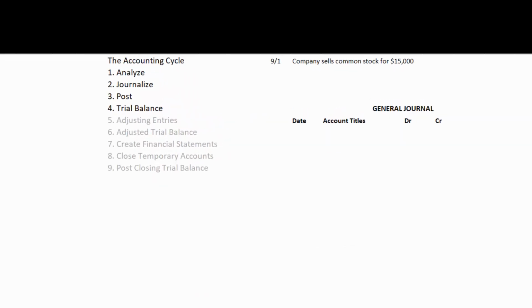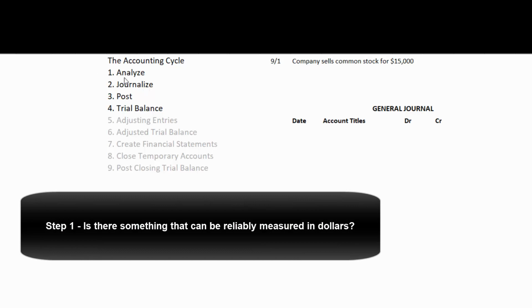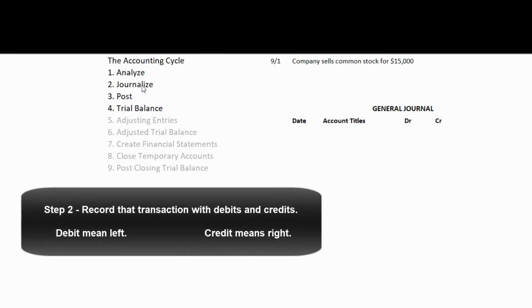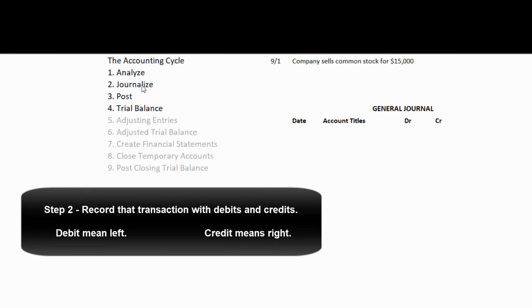Let's look at some transactions and walk through the first four steps of the accounting cycle. On September 1st, company sells common stock for $15,000. Analyze the transaction. Is there something that can be reliably measured in dollars? Yes, we sold some stock for $15,000. Step 2, let's journalize the transaction. Let's record the transaction using debits and credits.